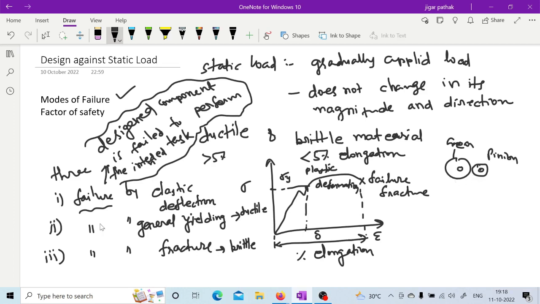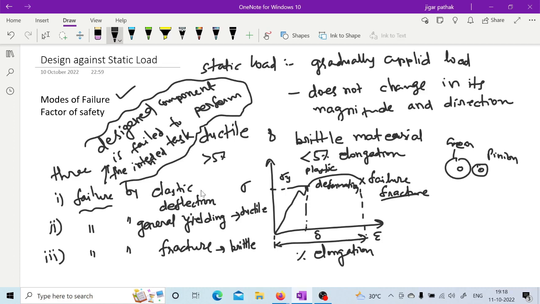Yes, sir. Like here, failure means not exactly breaking, right? Yeah. Failure is not only the meaning of fracture. Failure has different meanings with different materials and different applications. So is it clear?